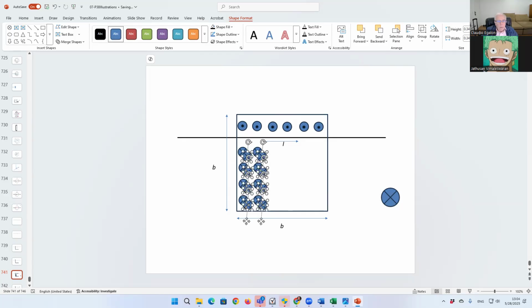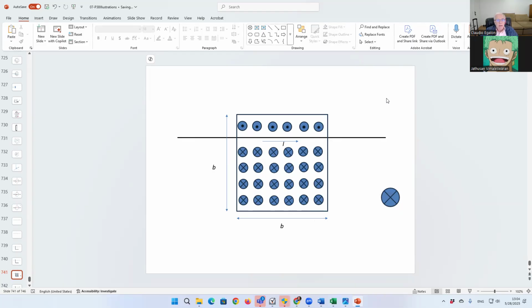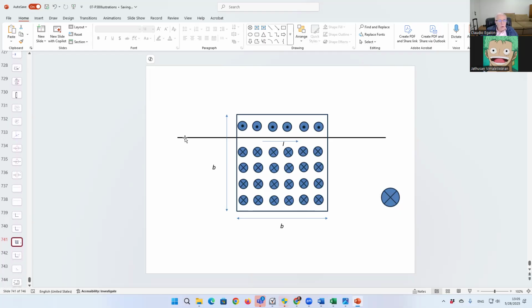Let me fill everything here. Okay, here you go. That's the magnetic field, away from the screen into the screen. What else do we need? Now we need to start doing the calculations. You already know the equation for the magnetic field of the wire. What's the equation for the magnetic field of the infinitely long wire?